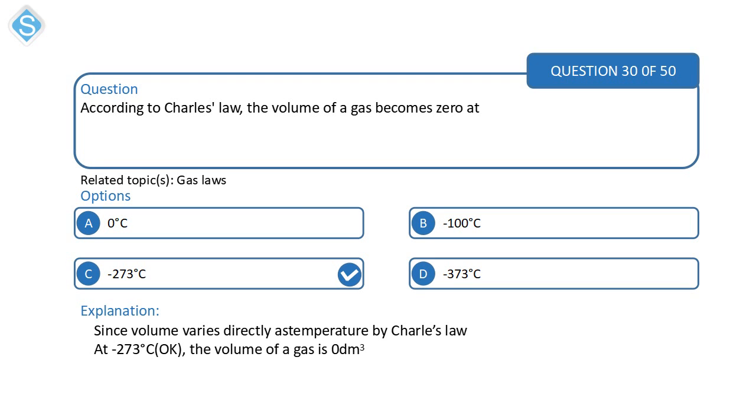Temperature, at a constant pressure, of course. The volume of the gas varies directly as the temperature. So what that means is that as the volume is increasing, the temperature is increasing, or as the volume is decreasing, the temperature is decreasing. Now if the volume decreases until it becomes 0, then automatically the temperature will also be reduced until it becomes 0.